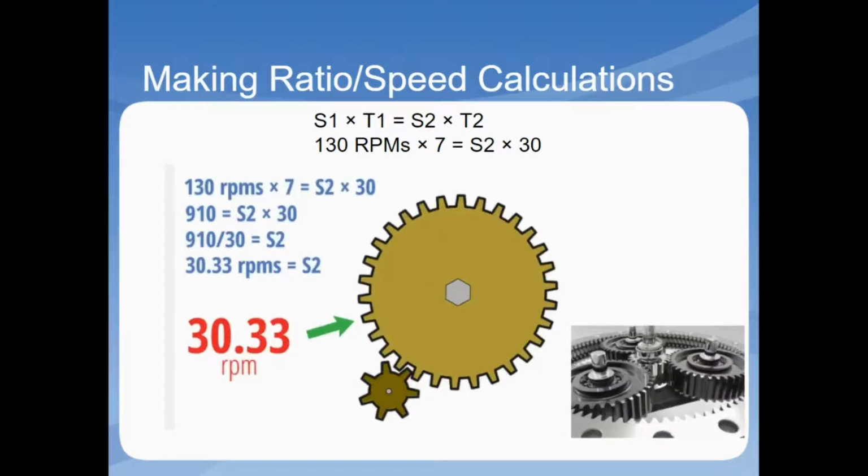Finding your remaining variable is a matter of basic algebra. Simplify the rest of the equation and isolate the variable on one side of the equal sign, and you will have your answer. Don't forget to label it with the correct units. In our example, we can solve like this: 130 RPMs times 7 equals S2 times 30. 910 equals S2 times 30. 910 divided by 30 equals S2. S2 equals 30.33 RPMs. In other words, if the drive gear spins at 130 RPMs, the driven gear will spin at 30.33 RPMs. This makes sense since the driven gear is much bigger, it will spin much slower.